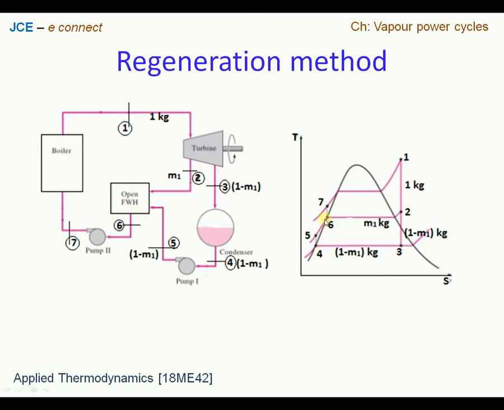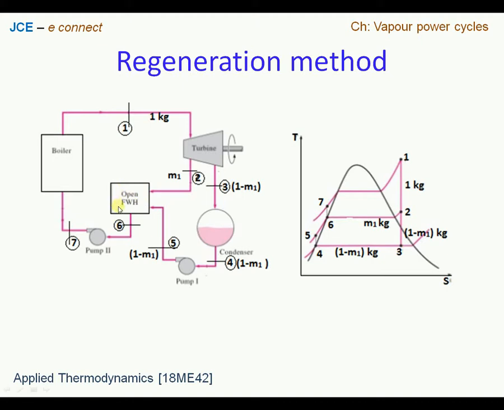So the same we can see on the TS plot. From section 2, a fraction of steam arrives at point number 6, and from state point number 5 we have some fraction coming and meeting together at point number 6, and this becomes 1 kg. So when m1 gets added to 1 minus m1, the plus m1 and minus m1 get cancelled, and again it will be back to 1 kg, as we had earlier. So one can perform an energy balance across the feed water heater in order to find out the mass of steam that was extracted after partial expansion in the turbine.